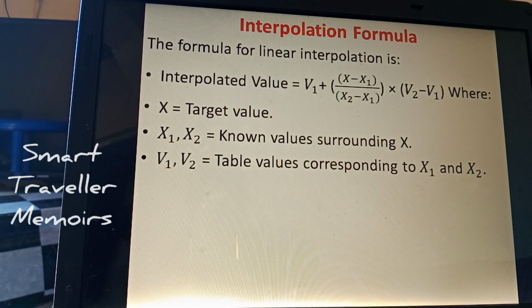Interpolation formula. The formula for linear interpolation is: interpolated value equals v1 plus (x minus x1) over (x2 minus x1) times (v2 minus v1), where x is the target value, x1 and x2 are known values surrounding x, and v1 and v2 are table values corresponding to x1 and x2.